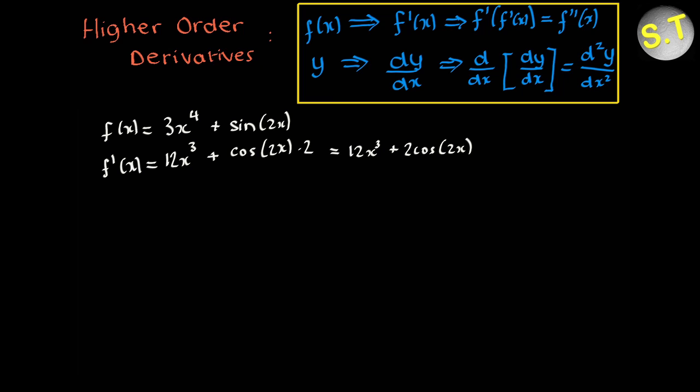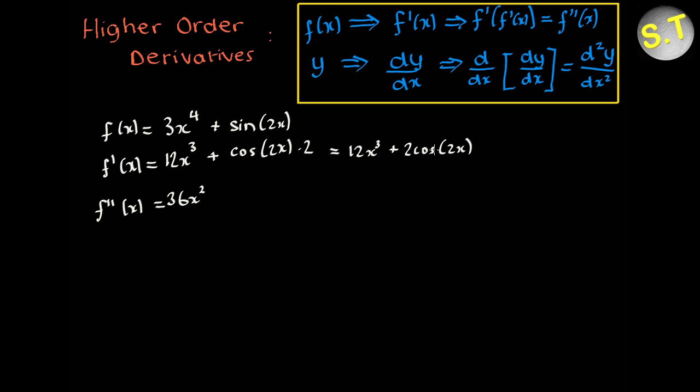So now that we've got the first derivative, we can take it even further using this definition here. So the second derivative, f prime prime of our function, again using the power rule, we can see that's quite simply 36x squared. And then we have 2 cosine of 2x.